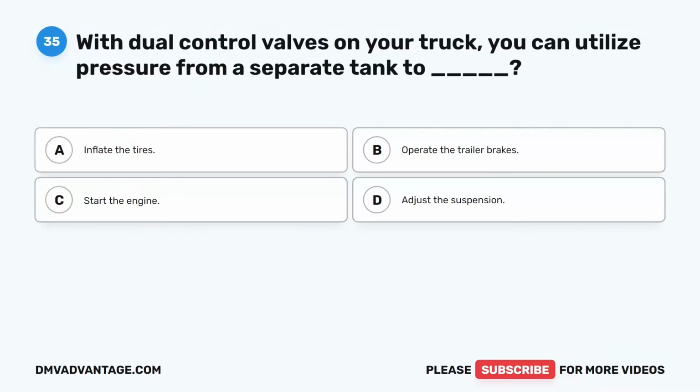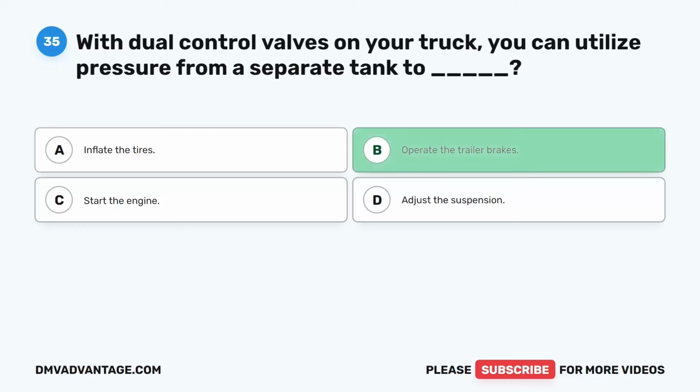Question 35. With dual control valves on your truck, you can utilize pressure from a separate tank to blank. A. Inflate the tires. B. Operate the trailer brakes. C. Start the engine. D. Adjust the suspension. The correct answer is B.